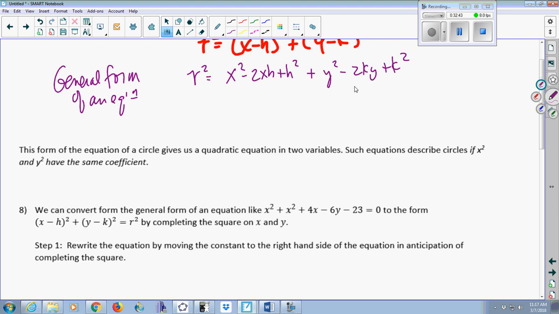Such equations describe circles only when the coefficients of x squared and y squared are 1. So if you're looking at a general form and you have something in front of x squared and y squared, if you have a quadratic equation with two variables and you have something other than coefficients of 1, it's not a circle.